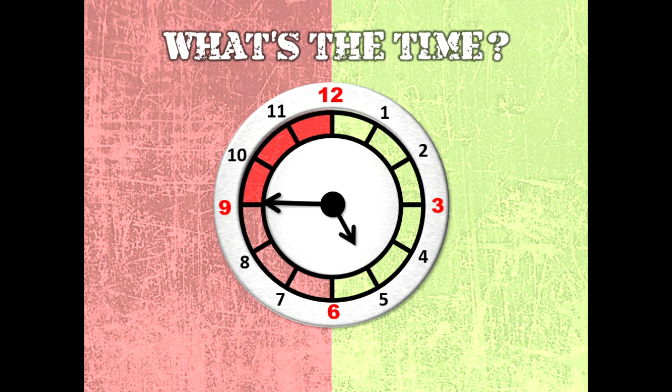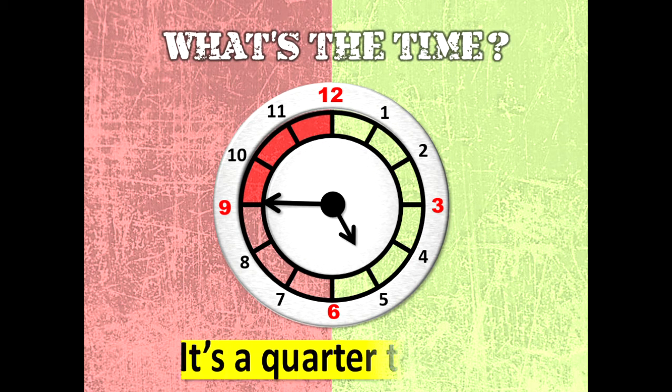And what about now? What's the time? The shorthand strikes 5 and the longhand strikes 9. So how many minutes left before 5 o'clock? So 15 minutes left or a quarter to. So you can simply say, what's the time? It's a quarter to 5.